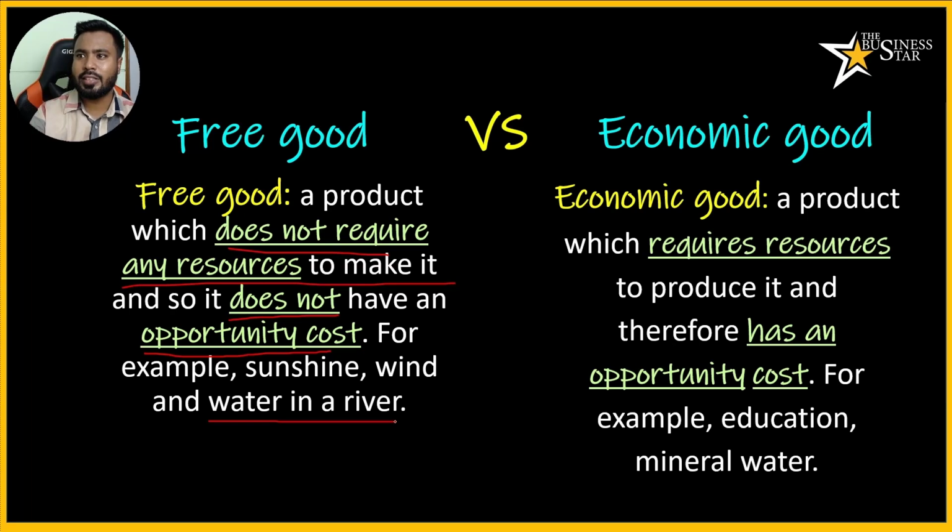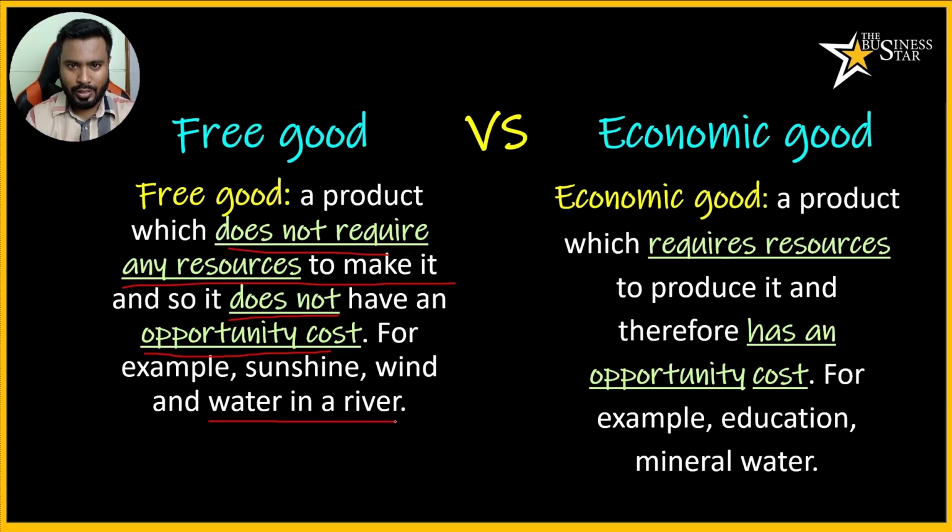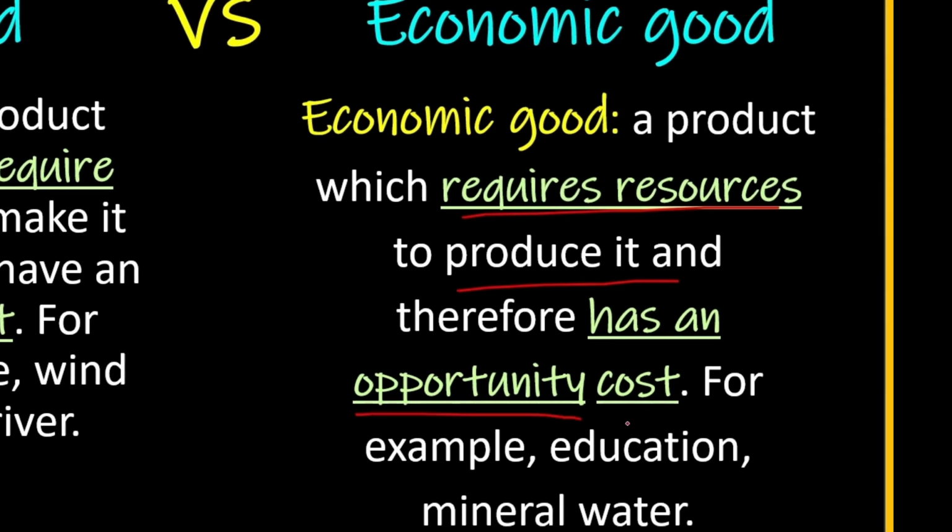When we have a wind which is coming in a sea beach and in front of an ocean, you cannot reject it, or you cannot even accept it, right? So basically there is no opportunity cost. Now let's talk about the economic good. So a product which requires resources to produce it and therefore has an opportunity cost. For example, education and mineral water.